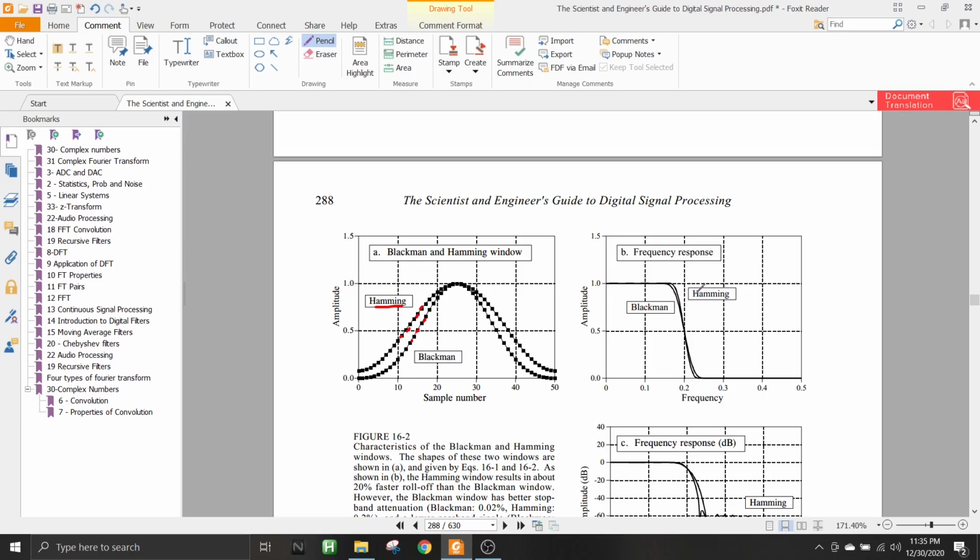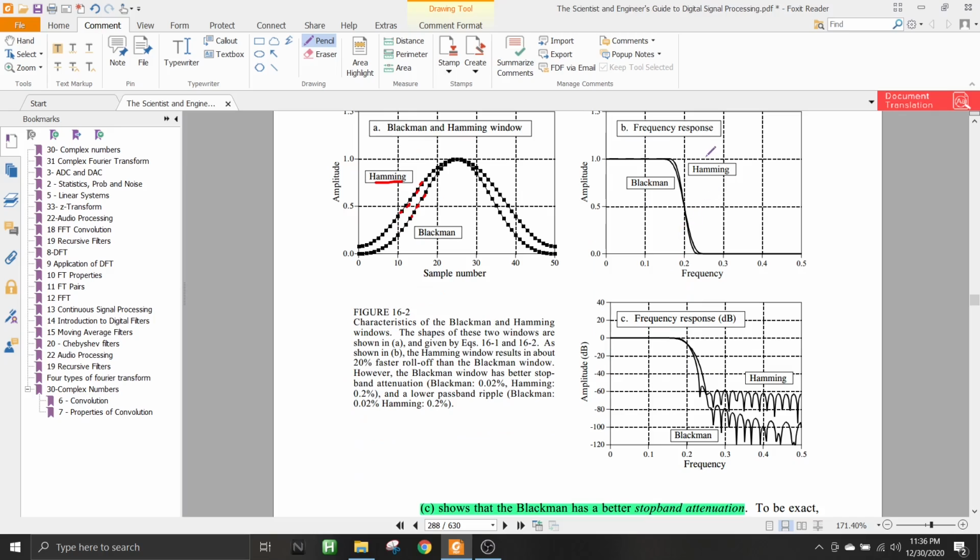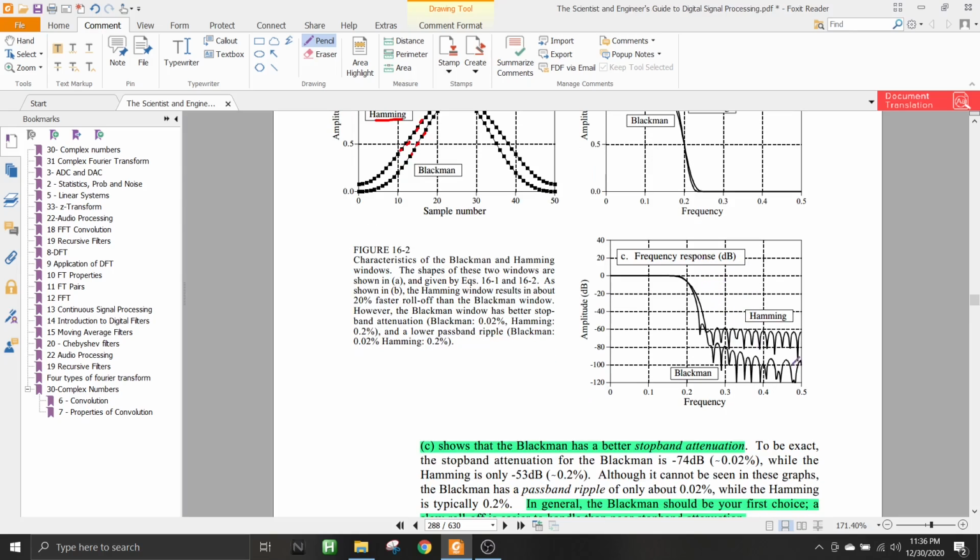If you can see the differences between them, one has a faster roll off, that means a sharper, steeper roll off, and the other has a slightly less steep roll off. But in this regard, it seems that Hamming window is better because its roll off is sharper. But if you look at their stop band attenuation, then you'll see that Blackman window is actually better in this regard. So this is actually the stop band attenuation of Blackman, and this is of Hamming. So notice that this one will take a long time to get close to zero, but this one is already getting closer to zero. So this one is better than this.